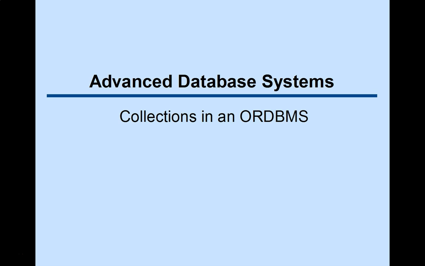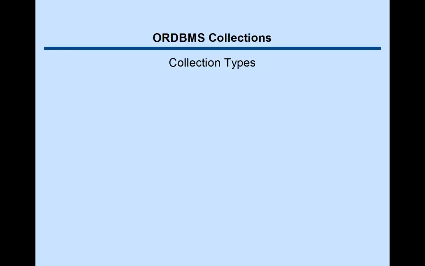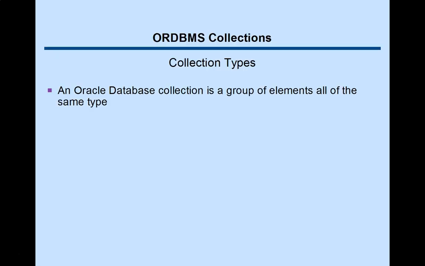In this lecture, we'll discuss the concept of collections in an object-relational database management system. Because we're using Oracle database, we'll discuss the two collection types that Oracle supports, the nested table and the V-array. A collection is a group of elements that are all of the same data type.